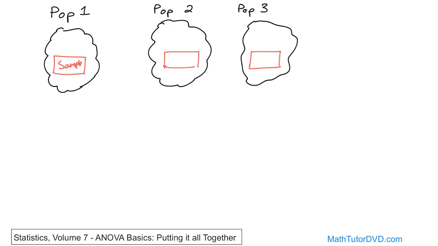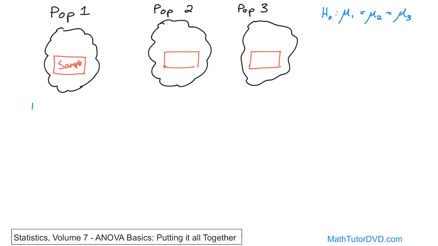Now our null hypothesis is always going to be the same thing. The null hypothesis is always going to be that the population mean number 1 is the same as population mean number 2, which is the same as population mean number 3. And the alternate hypothesis is just going to be that one of these three population means, or more than one, is different from the others. So either they're the same or at least one of them is different. That's always going to be the same thing for all of these problems.